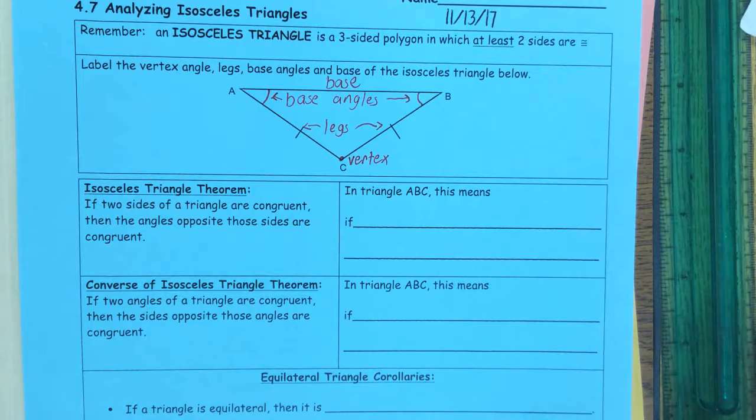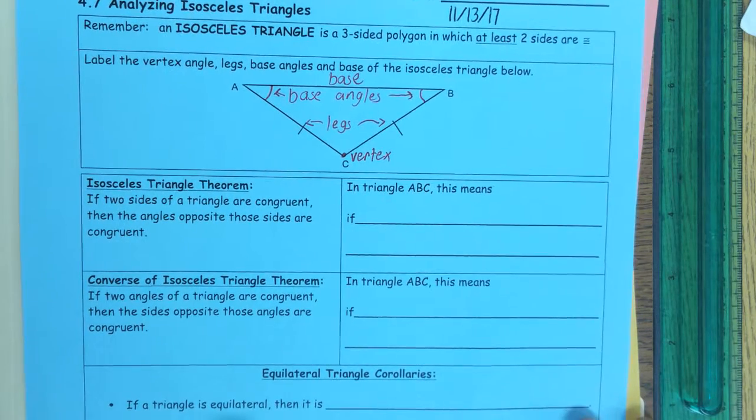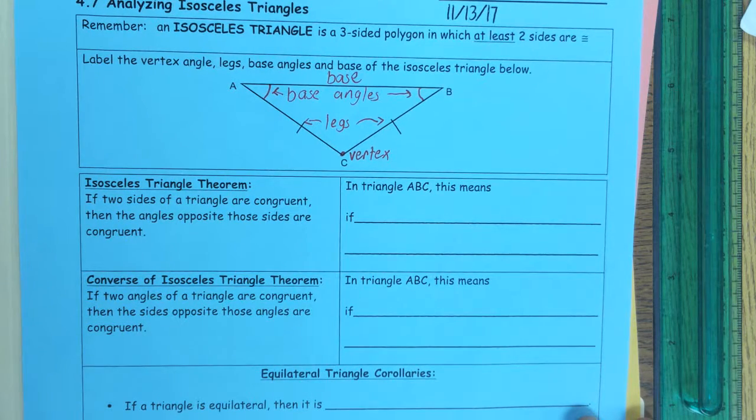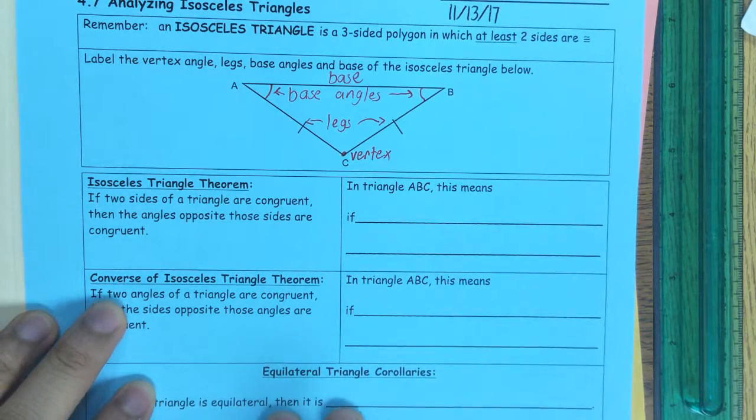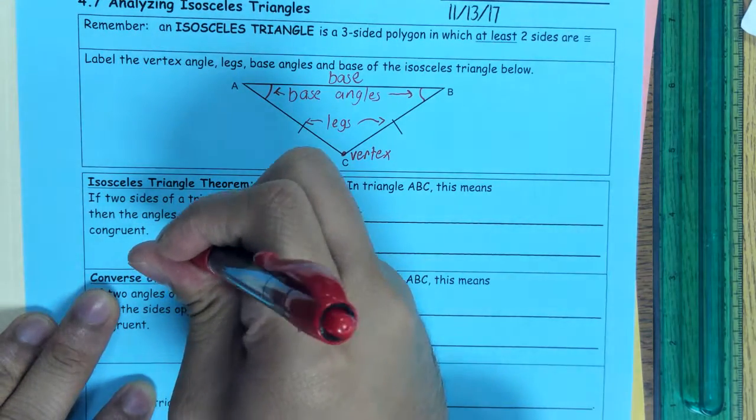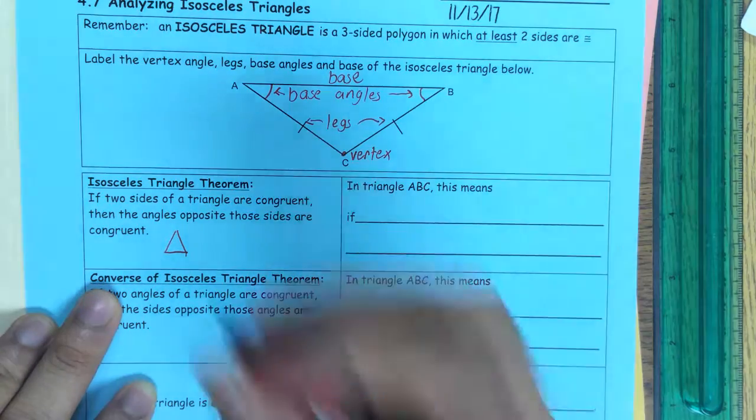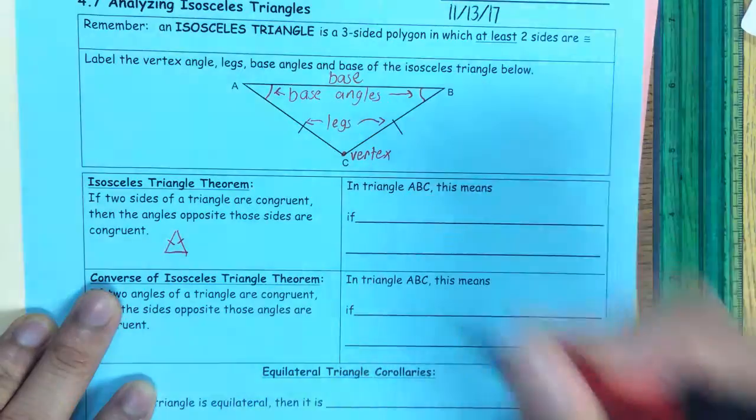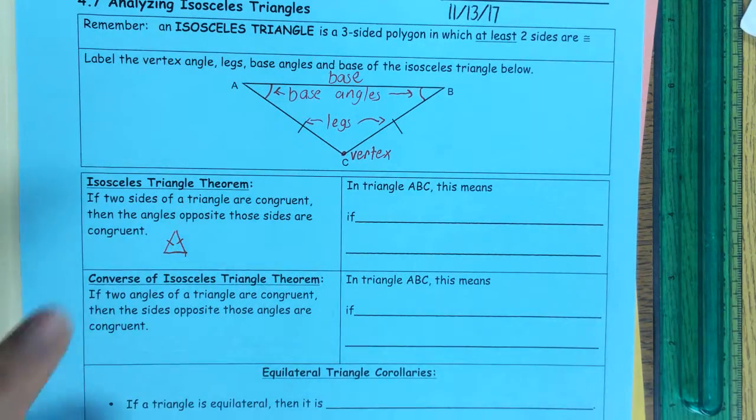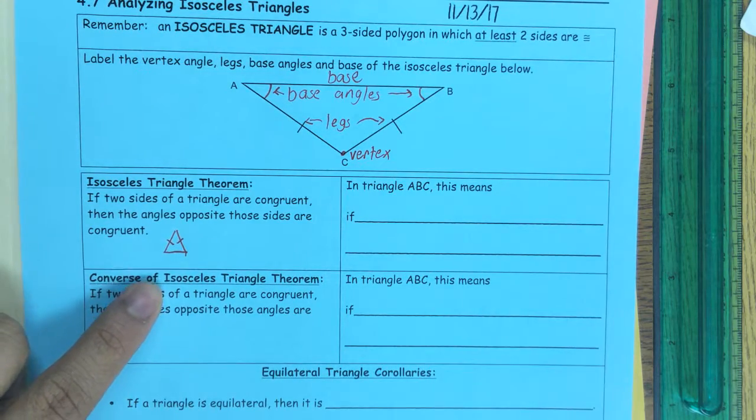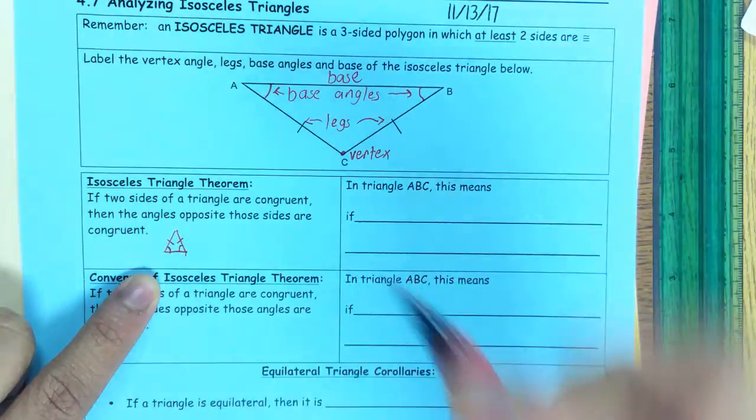So we have two theorems associated with isosceles triangles. First, the isosceles triangle theorem tells me if two sides of a triangle are congruent, then the angles opposite those sides are congruent. What that means, if you are given a triangle and the only thing they told you is that these two sides are the same, there's no other markings here, no other information, because these two sides are congruent in a triangle, that means these two angles have to be the same.